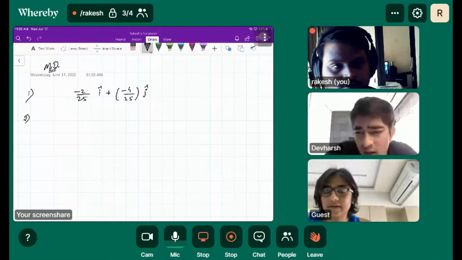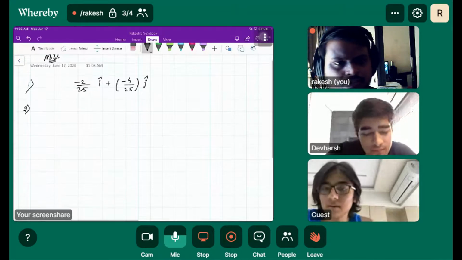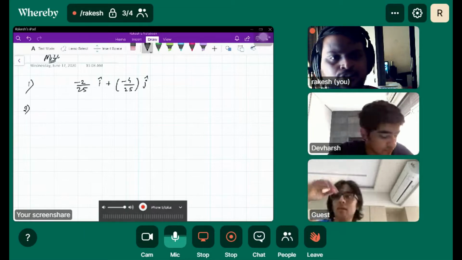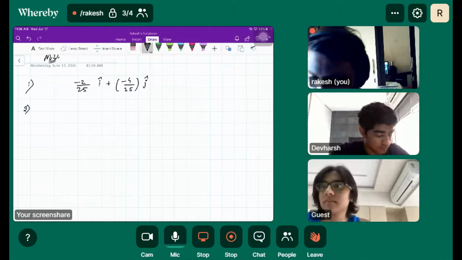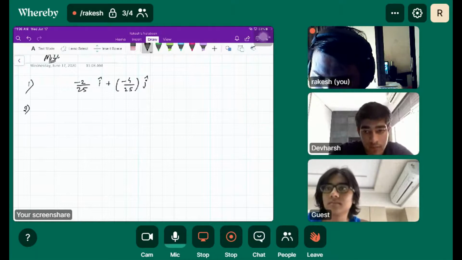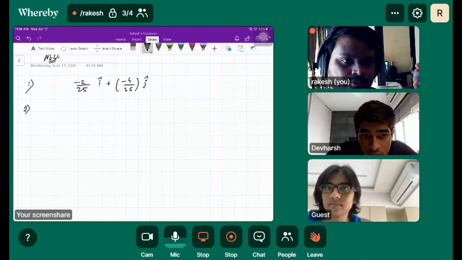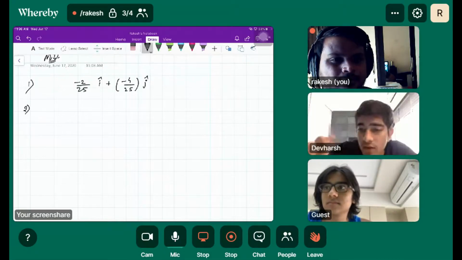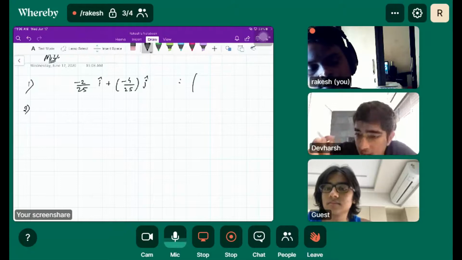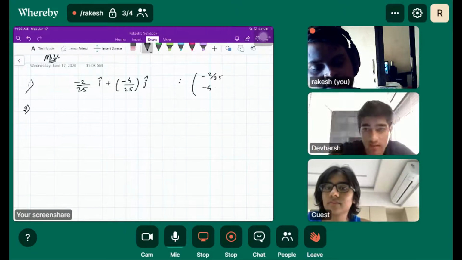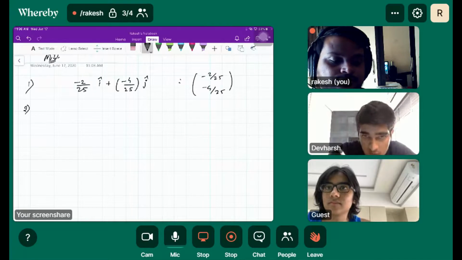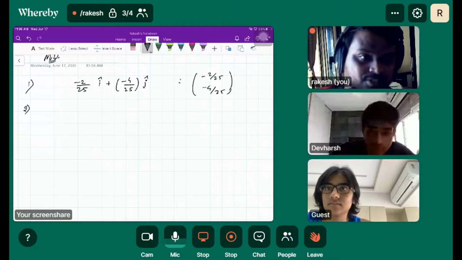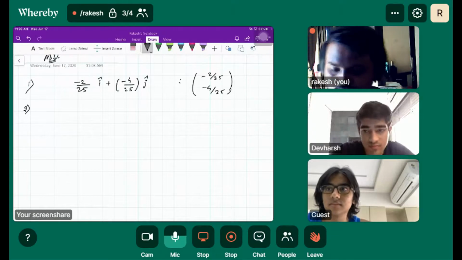Any form is fine, right? You didn't apply brackets, Dev? No, I wrote it in the bracket form, in the direction form, like this. I love this form of vector representation. Very simple.